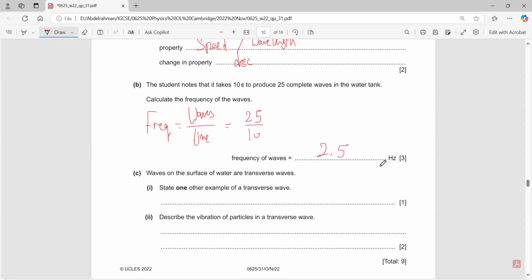Waves on the surface of the water are transverse waves. State one other example of a transverse wave. What are other transverse waves? Sound is not a transverse wave. Light waves, yes, you can say light waves are transverse waves. Any electromagnetic wave, X-rays, gamma rays, but sound is a longitudinal wave. That would be wrong.